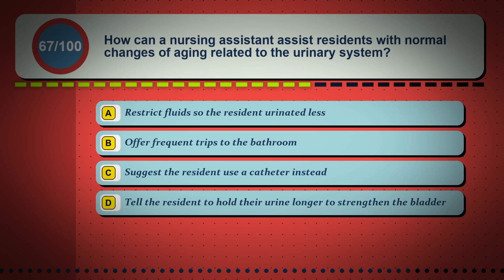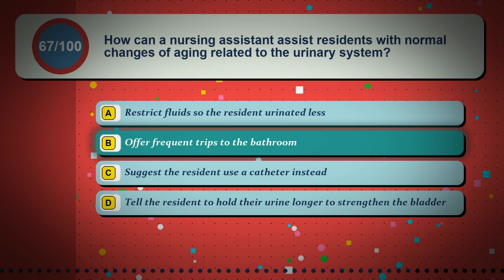Option A. Restrict fluids so the resident urinated less. Option B. Offer frequent trips to the bathroom. Option C. Suggest the resident use a catheter instead. Option D. Tell the resident to hold their urine longer to strengthen the bladder.